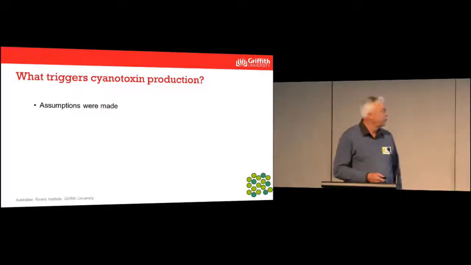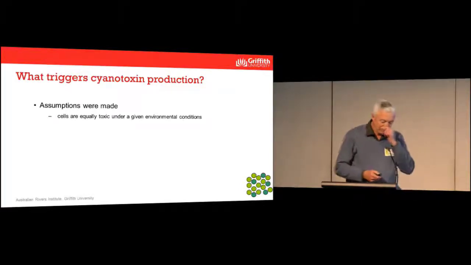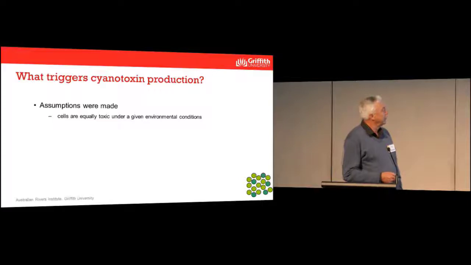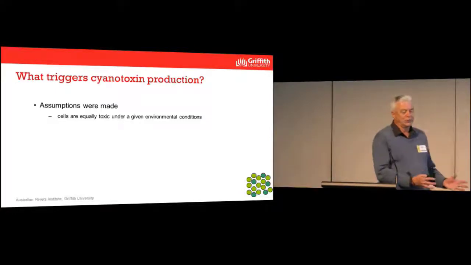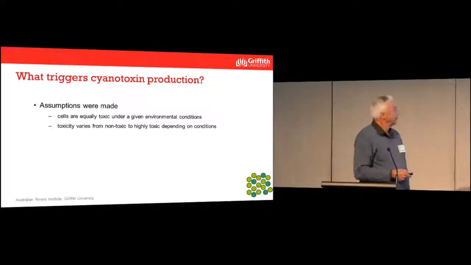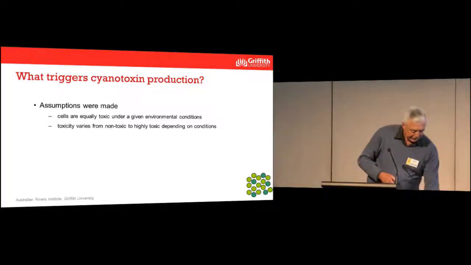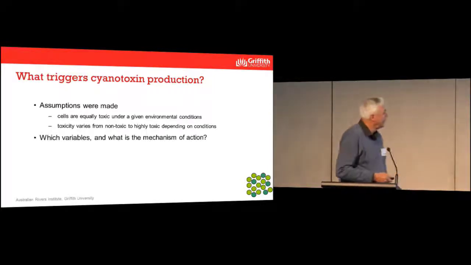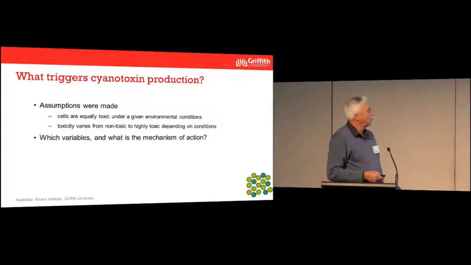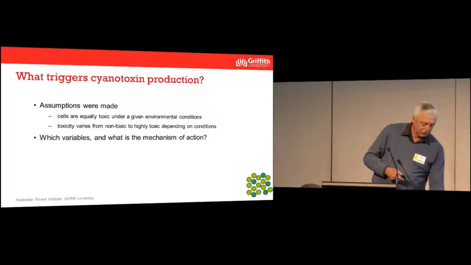And over the years, several assumptions were made about the toxicity of these cyanobacteria. One of them being that cells are equally toxic under a given set of environmental conditions. So you can provide a certain set of environmental conditions and you'll produce a certain toxicity of those cells. We know that toxicity does vary from non-toxic to highly toxic depending on conditions, but particularly what were those variables and what was the mechanism that was causing those cells to start producing those toxins and to do it so quickly.